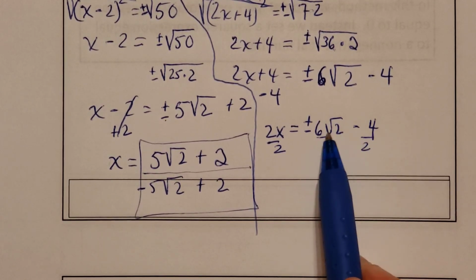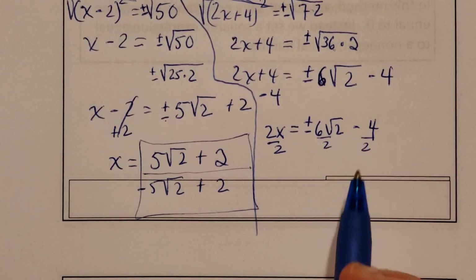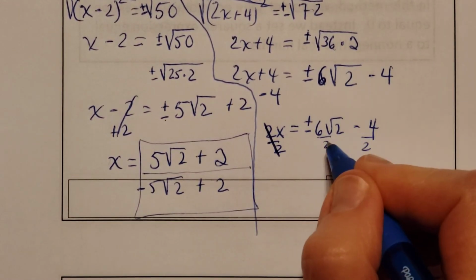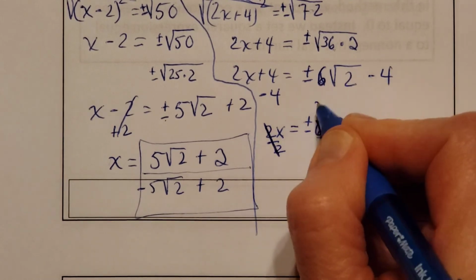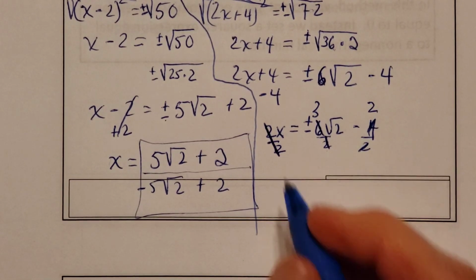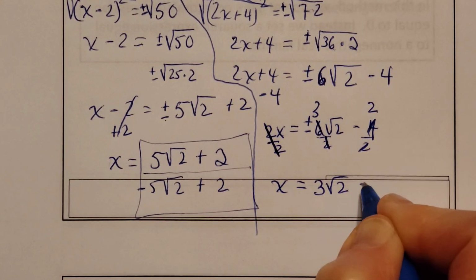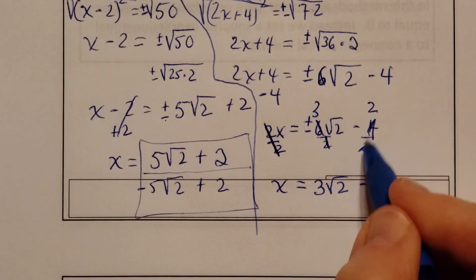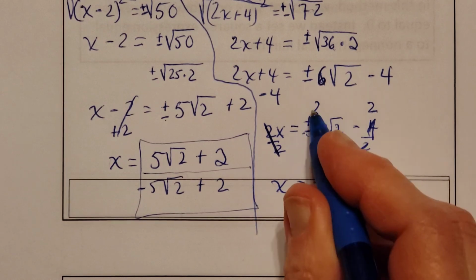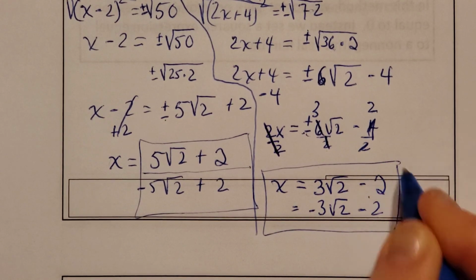If they're not both divisible by 2, I'm going to write the whole numerator over the denominator the way it was originally written. We'll do one of those in a few minutes. Anyway, since I can divide 6 by 2, this becomes a 3, and 4 divided by 2 is 2. So how do we write our answers? Our first answer is x is equal to positive 3 square roots of 2 minus 2, because 4 divided by 2 is 2. My second answer is the negative, or the opposite, negative 3 square roots of 2 minus 2. Those are my two answers.